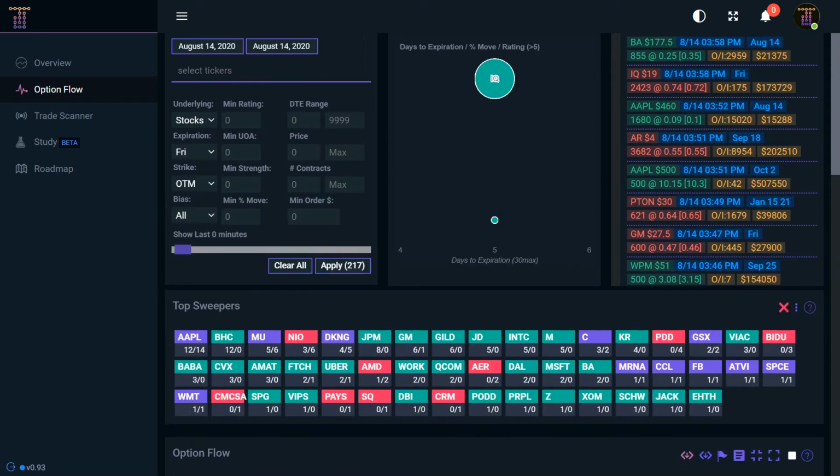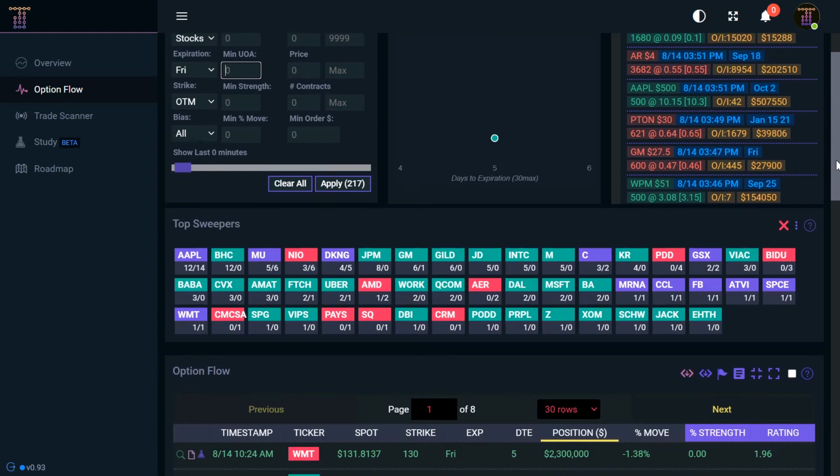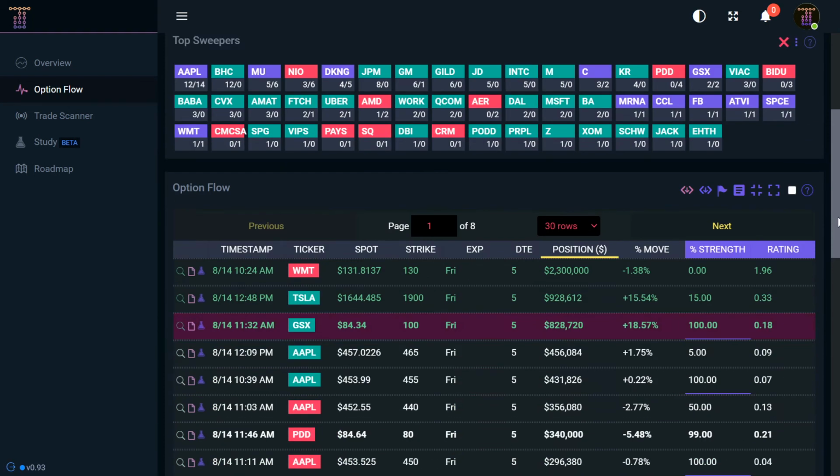Basically what I was saying earlier with the volume over open interest, the higher the UOA, the better, because it focuses on that aspect. And then, of course, the bigger the percentage move from the spot to the expiration, the more it shows much more interest and a bigger directional move in that way.